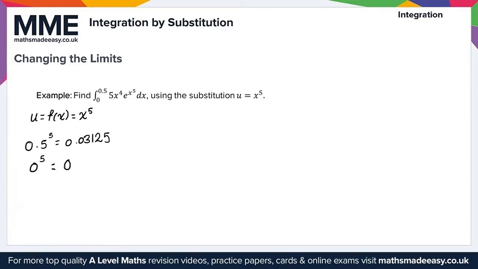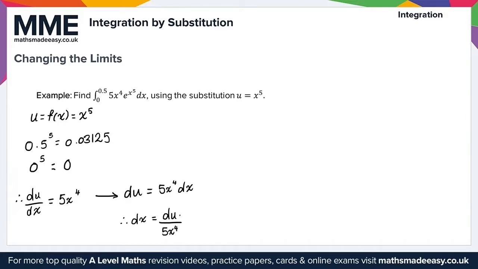Now if we find du by dx, what would that give us? Differentiating x to the 5 with respect to x simply gives us 5x to the power of 4. If we rearrange this, we find du is equal to 5x to the 4 times dx, and in that case we can write dx as du divided by 5x to the 4.